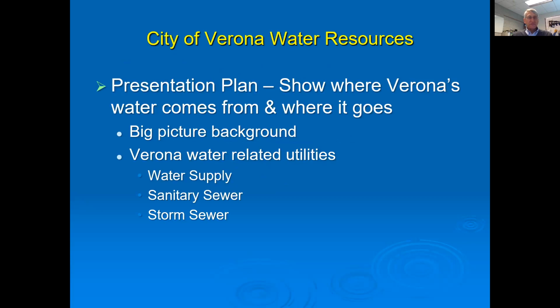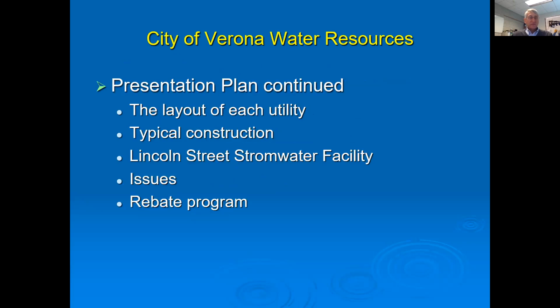Today's presentation will go over some big picture information as background, and then we'll talk about the 3 water-related utilities that the City of Verona operates, those being the water supply utility, sanitary sewer utility, and the stormwater utility. Today's presentation will show the layout of each of the utilities, some typical construction of those utilities, talk a little bit about our newest stormwater facility, the Lincoln Street Stormwater facility, talk about ongoing issues and some rebate programs that allow citizens to participate and help manage our stormwater.